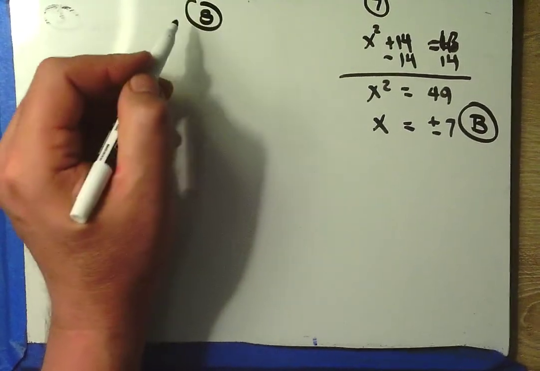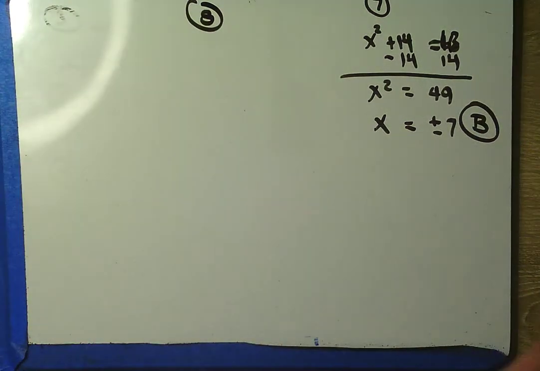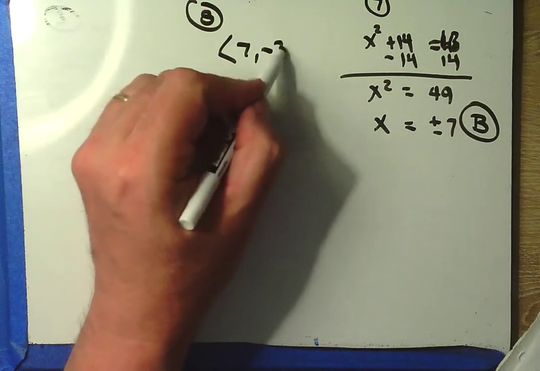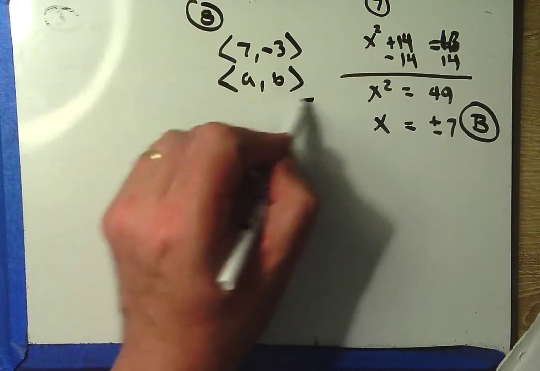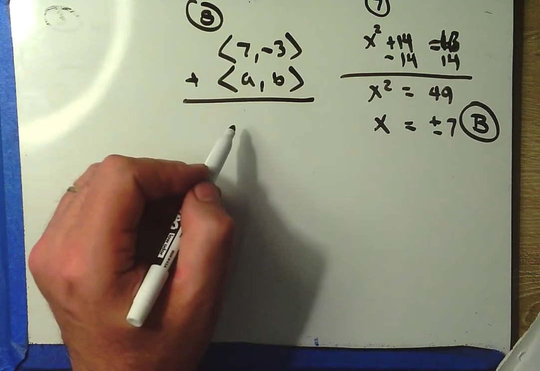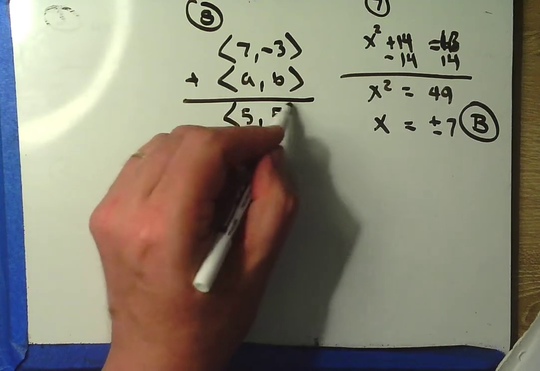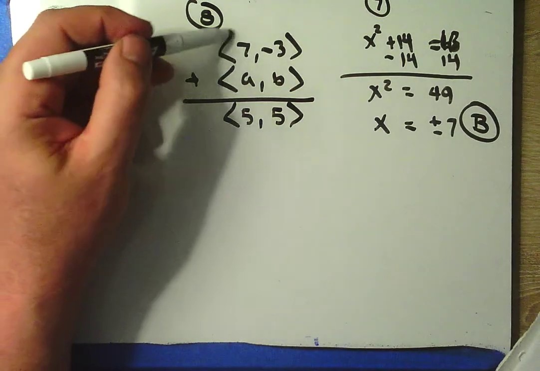8 says two vectors. We're going to do vectors next semester. Two vectors are given. Vector 1, vector 2. We're asked to add those vectors together. 7, -3, A, B. We're going to add those vectors together, and the result will be 5, 5. And they're asking us the value of A.